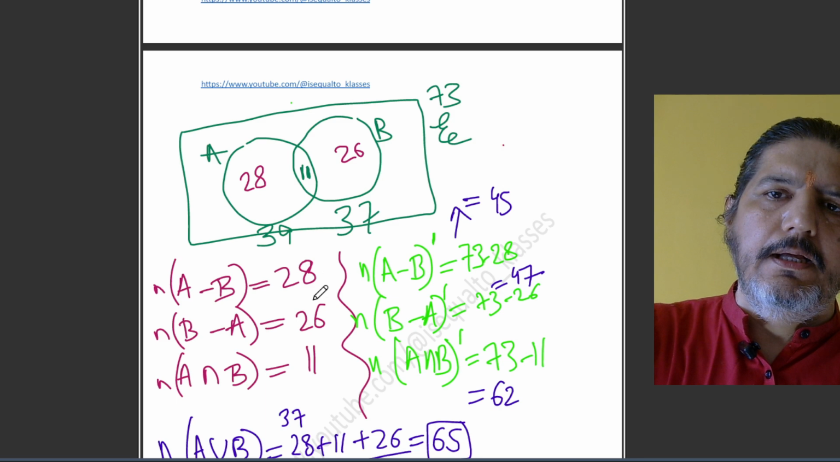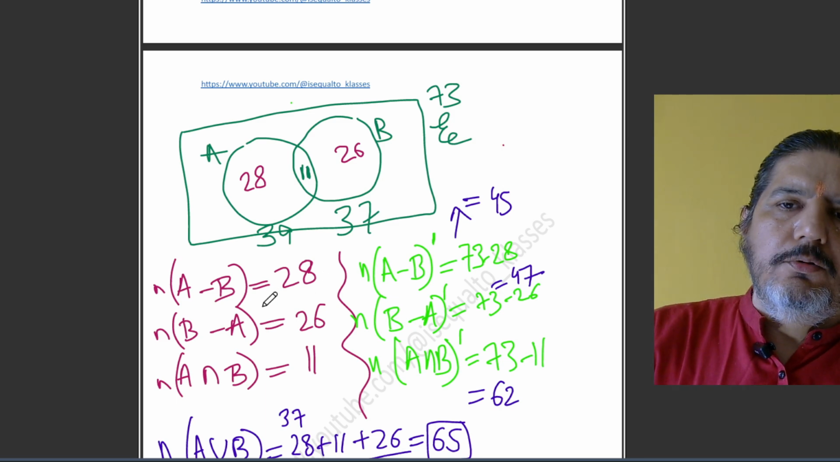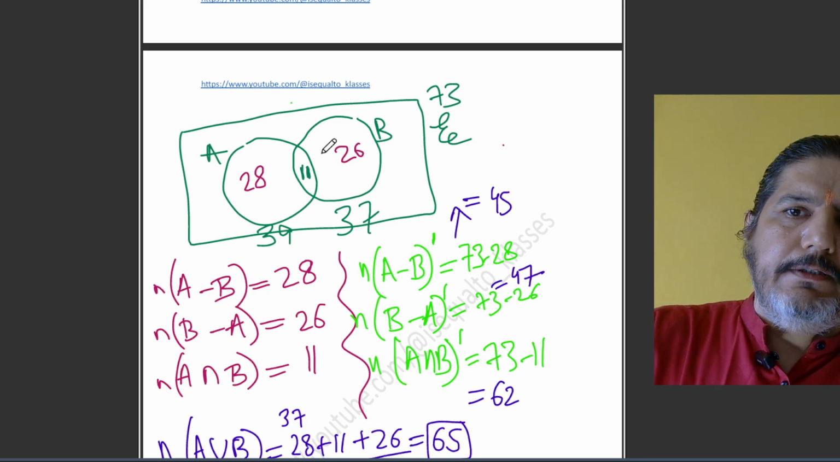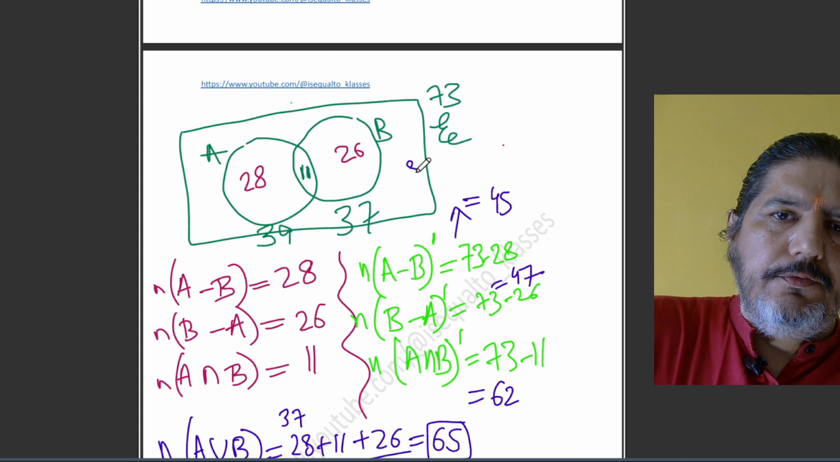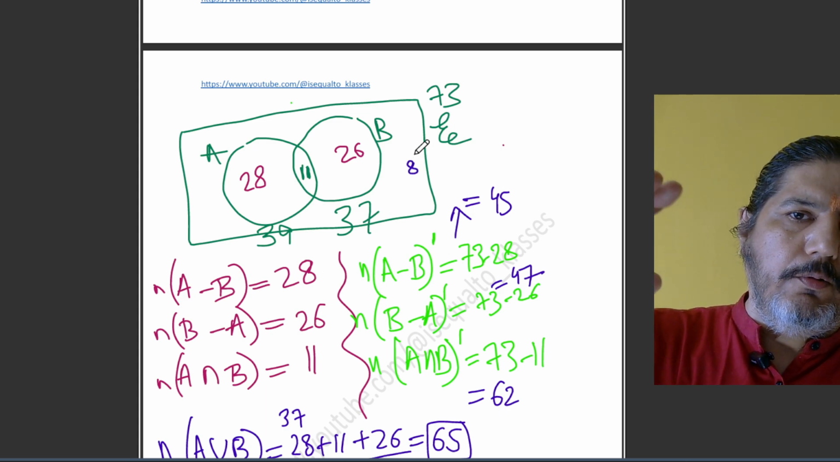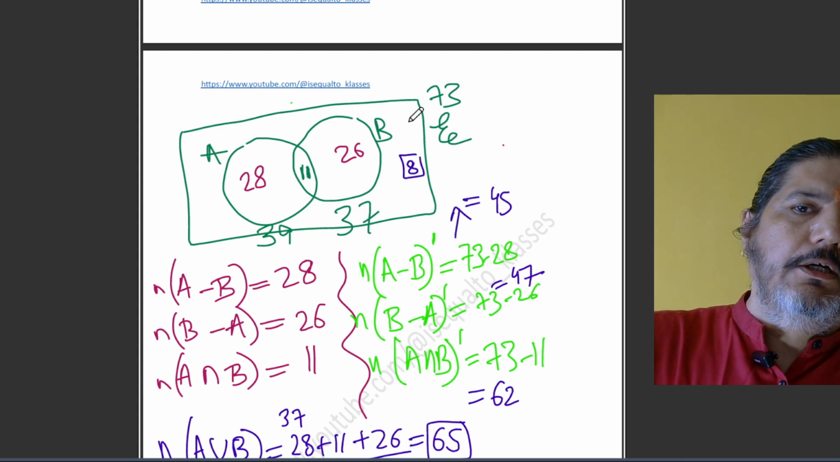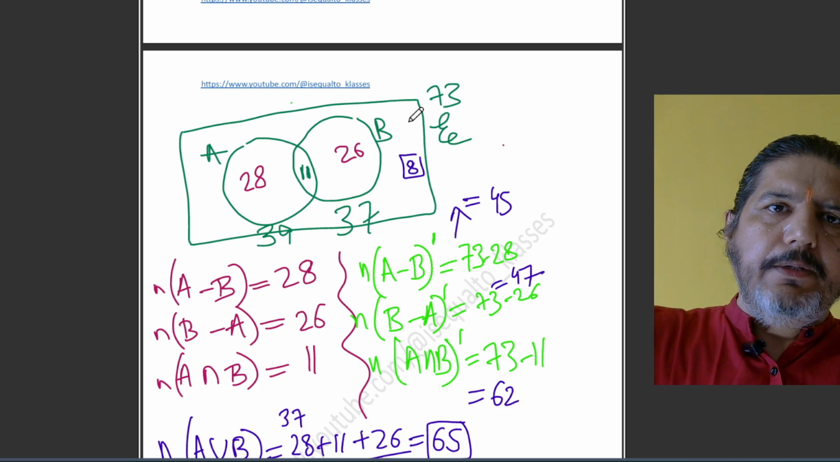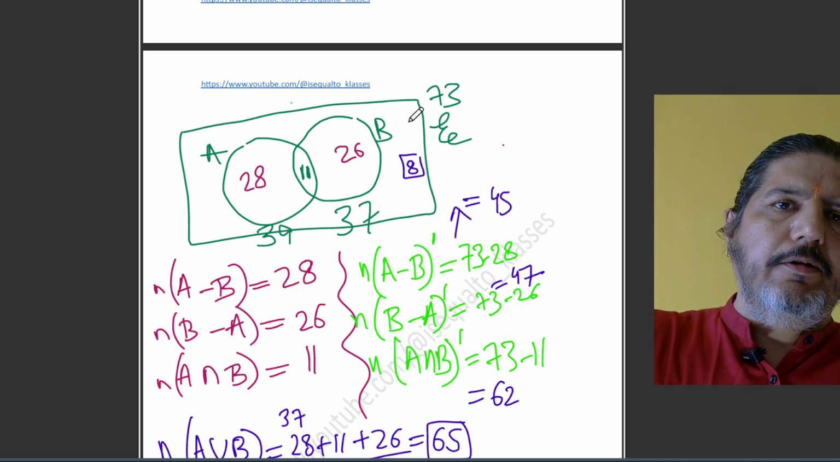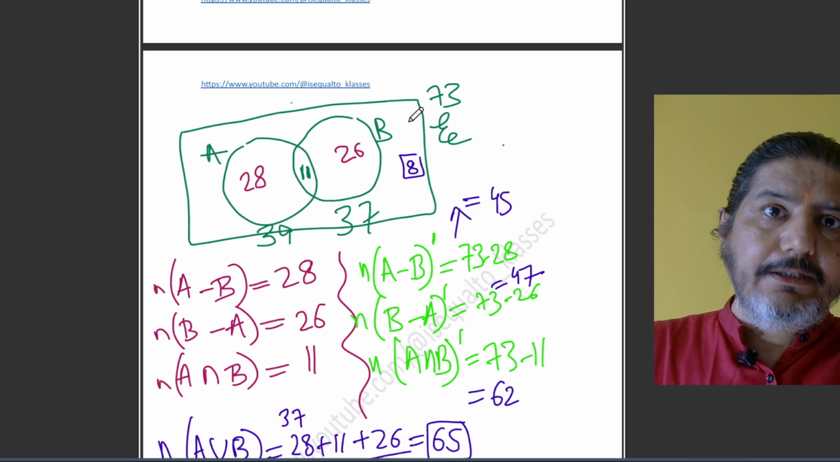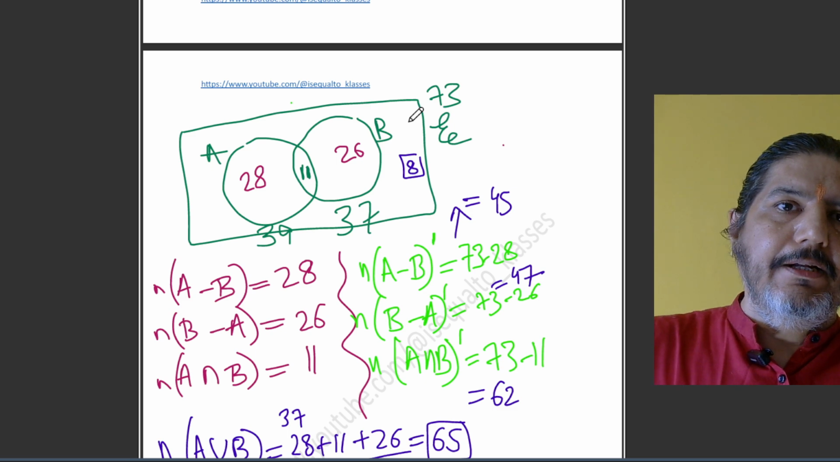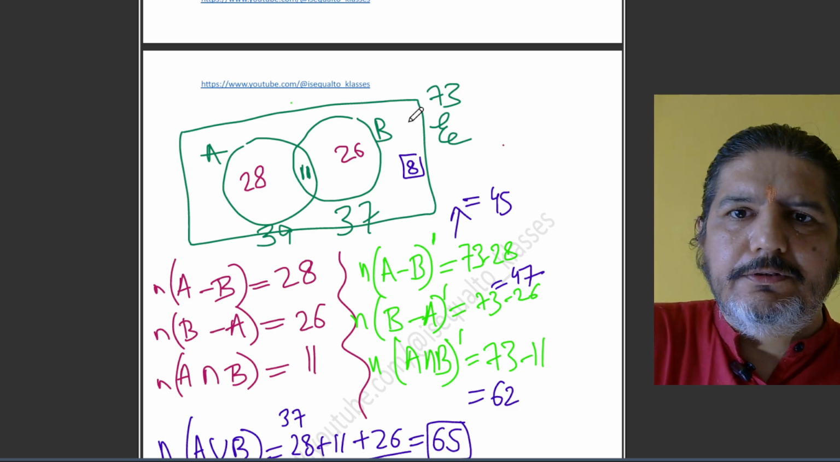So basically, if you try to understand, there would be 8 elements which are not there either in A or in B. So there are 8 other elements in the universal set, but they are not in A and B. So try to think about this.